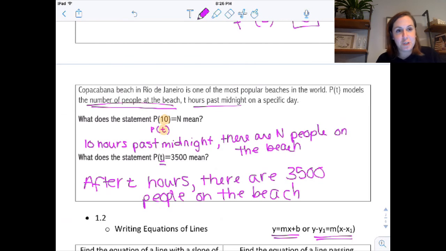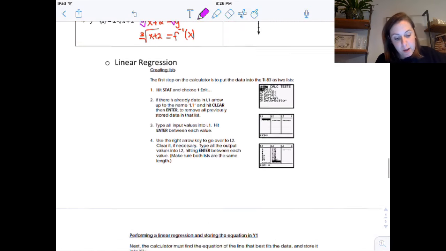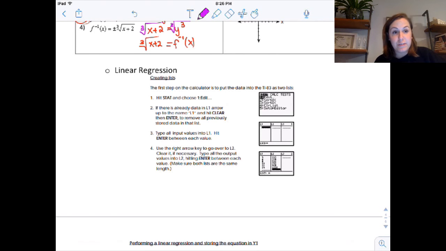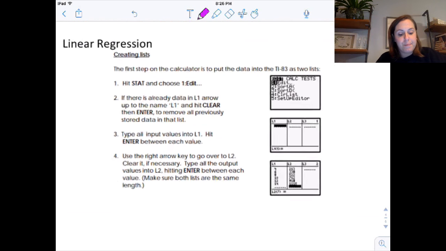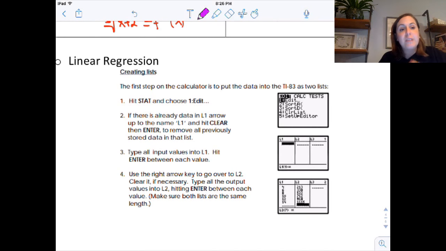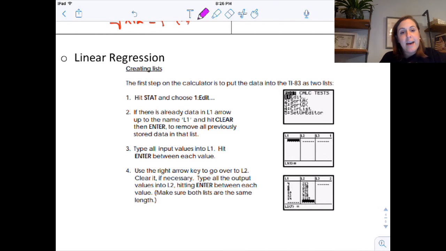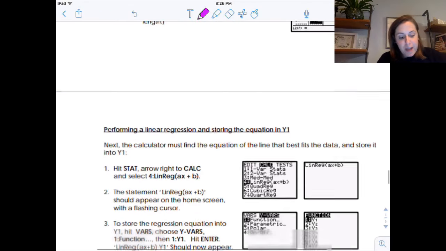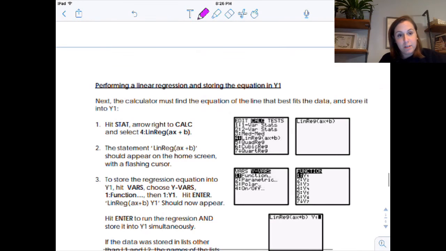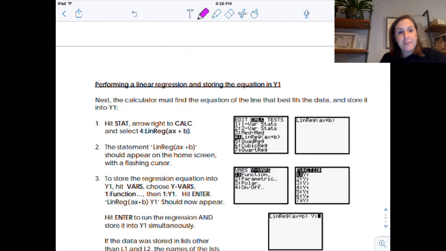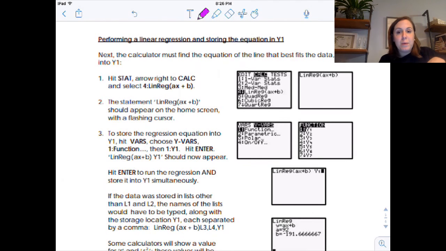Okay, good. All right. So let's go to regressions. I am actually not going to really review this here because most of you guys are really good with it. If you need help on this, in the description box below this video, I will put a link to a review video on that, okay? But in general, STAT, Edit to get to the lists, enter in your data, make sure your lists are the same length, and then to get the equation, STAT, CALC, for linear regression, and then you can get your equation out of there. This whole document will be on my teacher site too, so if you want to see these, you can grab it there, but again, I'll put a video down below if you want to see it.